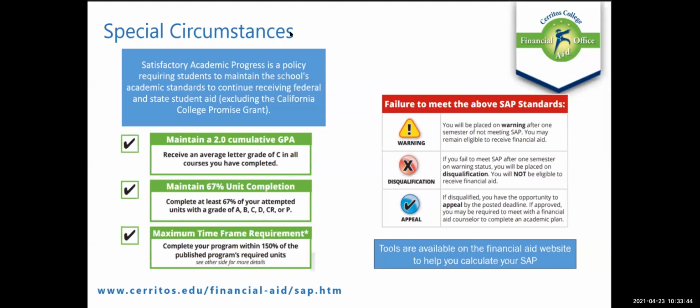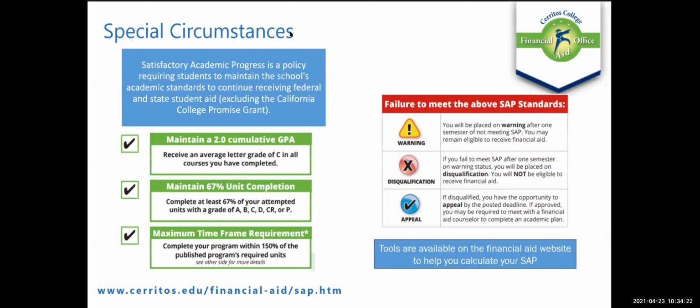As I mentioned, because of COVID and students dropping classes when we went to virtual learning, we do have some more consideration for our current students regarding the unit completion rate. We notify students each semester of their SAP status. After the end of the term, when grades are due, you get a notice in your message center, which is on your student portal, letting you know what your SAP status is after your last term.